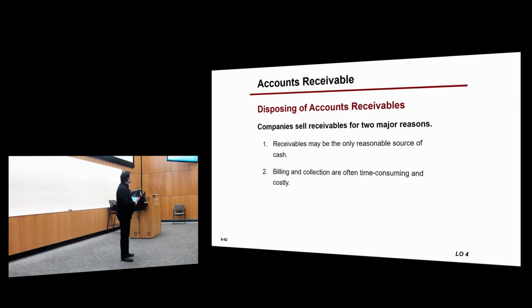Okay? The third part is disposing of receivables. This is when the company can sell them. Basically, the company can sell their accounts receivable to another company. Usually they do that when it is too expensive for them to collect, to keep track of all the accounts receivable and to keep trying to collect the money.